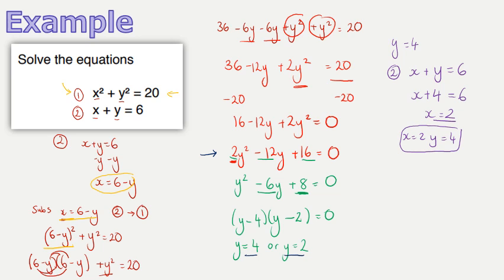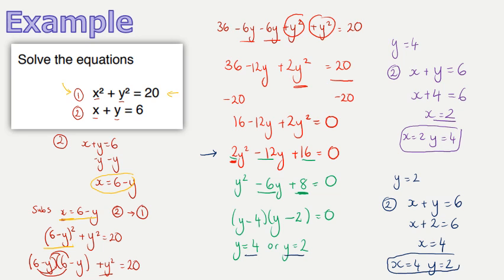and the other value of y we had was y equals 2. So let's see what that would give us for an x value if y was 2. Again, I'm going to choose equation 2 to substitute it back into because that one's easier. Replace the y with a 2, and therefore x must be 4. So that second pair of solutions is x is 4 and y is 2.